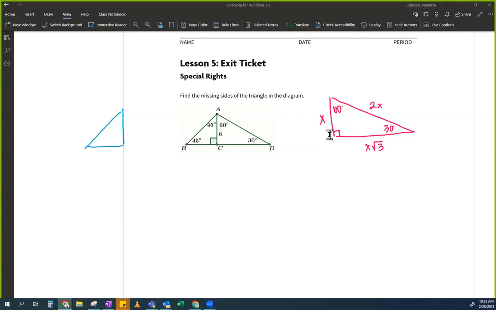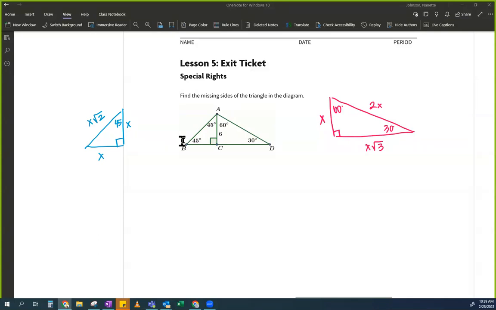This is a 45, 45, 90 triangle. This is X, X, X root 2. Technically I should have used a different variable, because if I'm already saying this is X, then I can't also say that this is X. In this case, I can because these two sides are exactly the same. So don't get confused on that.